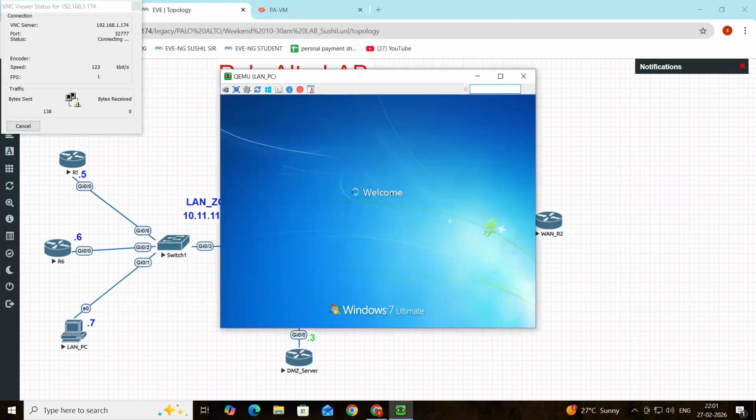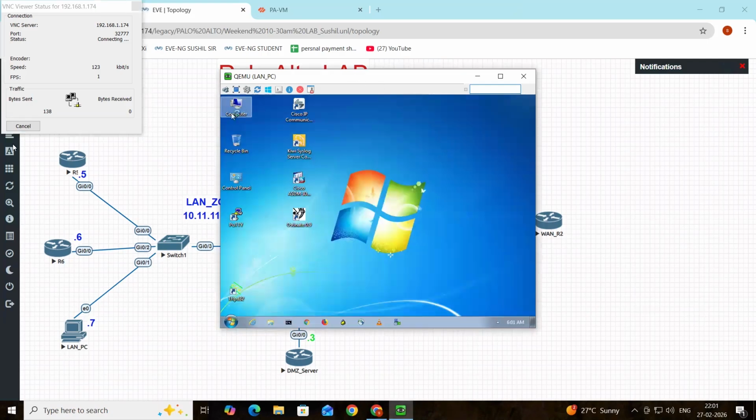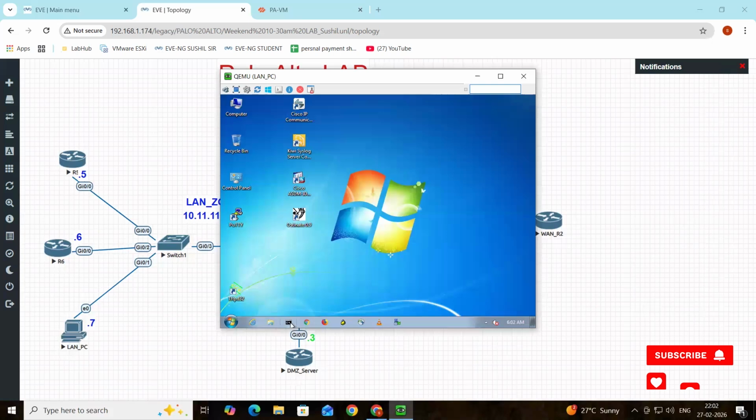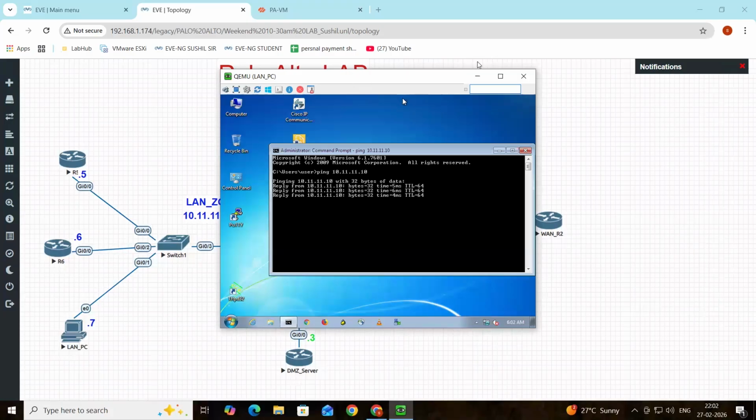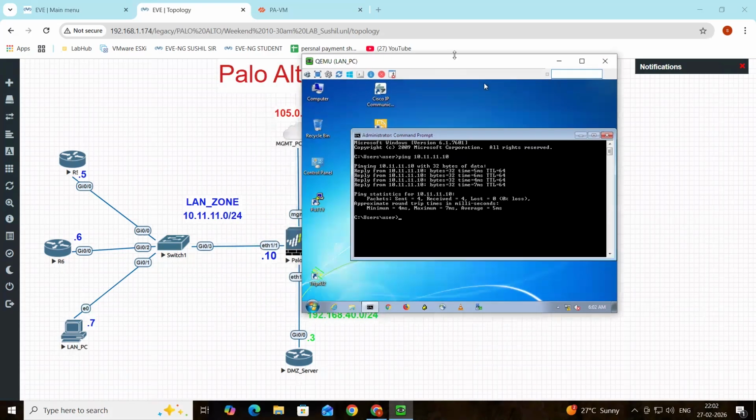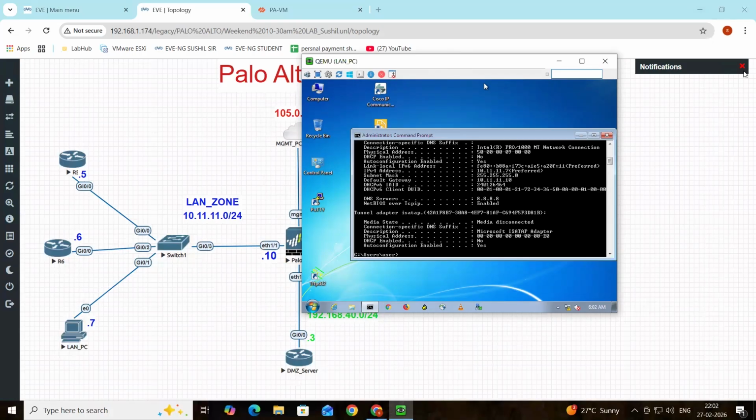Last time we had tested all our connectivity, right? So coming to the LAN PC, I'll try to ping 10.11.11.10. I'm able to ping my LAN interface. And ipconfig /all: I can see inside the PC I have an IP, a subnet mask, a gateway, and a DNS. Everything is there, right? There should not be a routing issue.